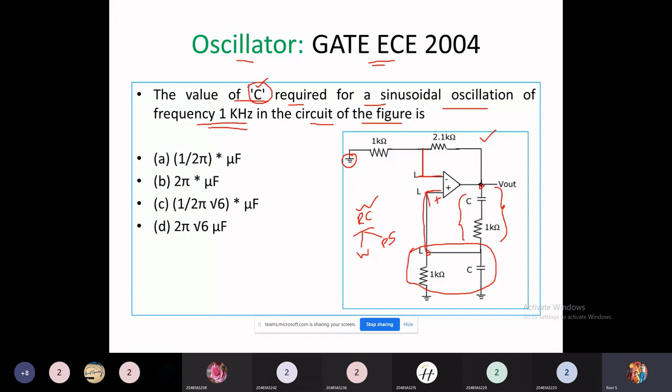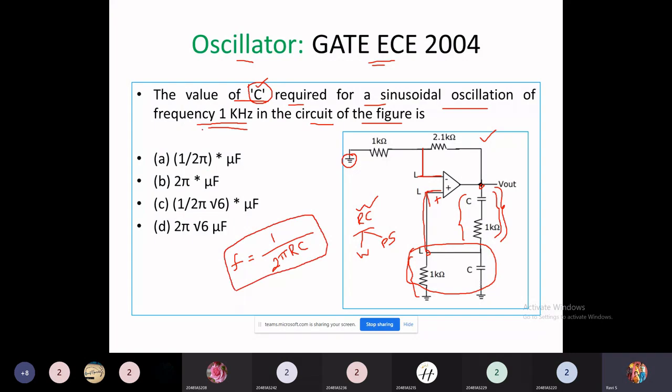In case of Wien bridge oscillator, we use this series parallel arrangement of RC components that acts as a notch filter, or frequency selection network. Only one particular frequency of signal will be allowed to the input of the amplifier. And according to our discussion, we know the formula for frequency of oscillation. What is the formula for Wien bridge oscillator? f equals 1 by 2 pi RC, isn't it? f equals 1 by 2 pi RC is the frequency of oscillation for Wien bridge oscillator.